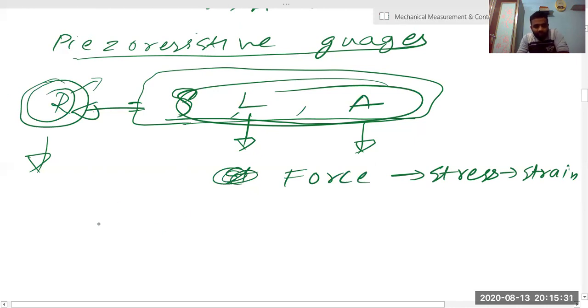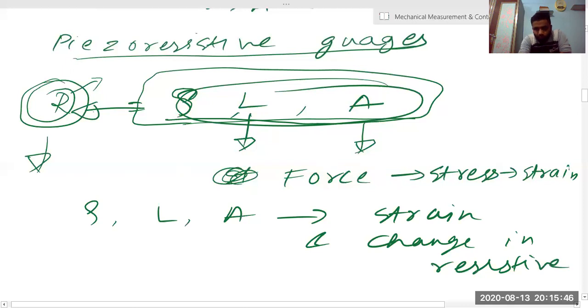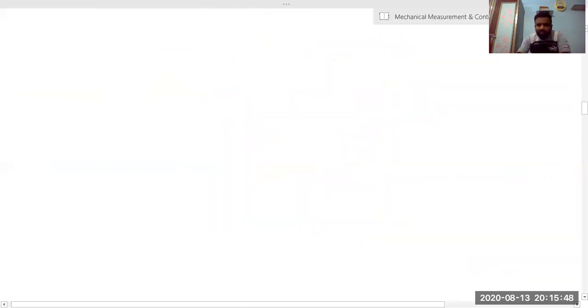So what I'm trying to explain is that a change in rho, change in L, and change in A will lead to strain, and it will also lead to a change in resistance. This is the basic theory of a strain gauge. Now, if you want to learn strain gauges, there is one thing that you should know, called the gauge factor. I would like to explain what you mean by a gauge factor.